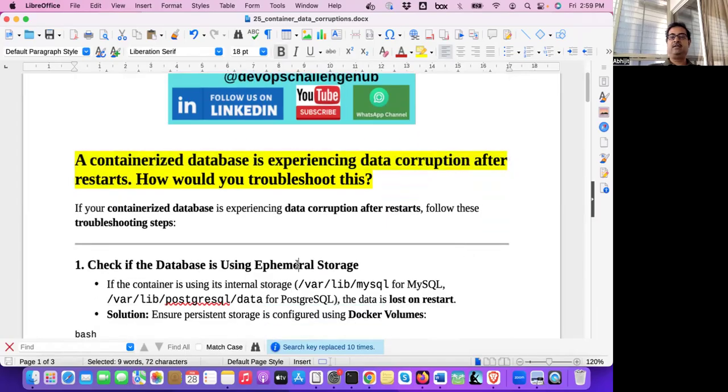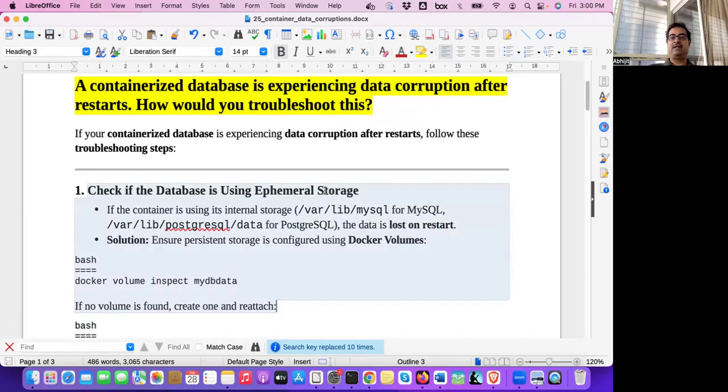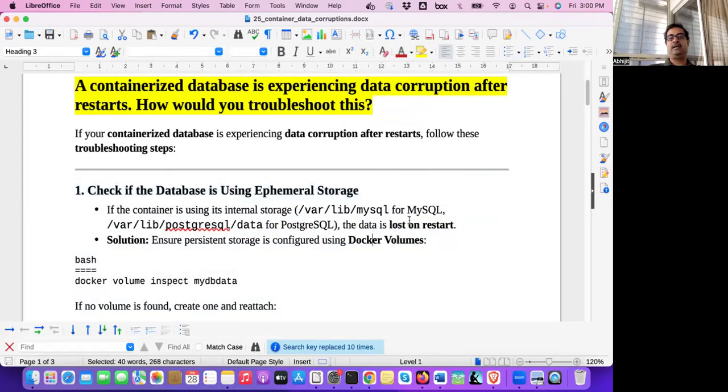First thing we need to see, since the problem started after restart, is whether we are writing into the volume or into internal storage. Because Docker internal storage is ephemeral storage, it will go away once you restart it. So chances are highly unlikely, but still it's good to check where we are writing, whether on Docker volumes or on internal storage.